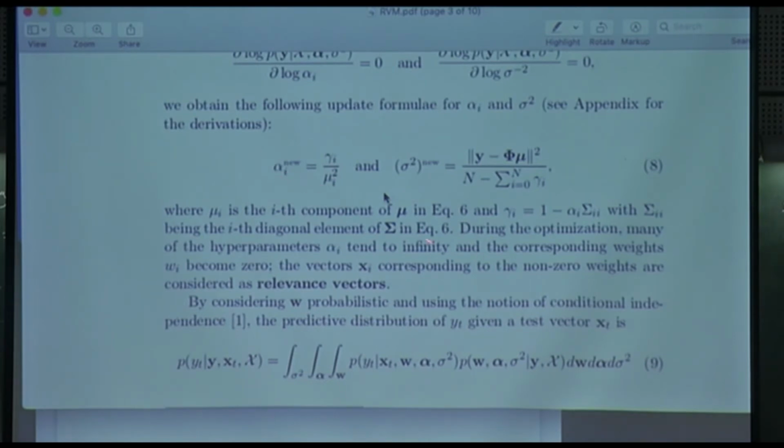And if you do that during the optimization, many hyperparameters alpha_i tend to infinity, and the corresponding weights w_i become 0. The vectors x_i corresponding to the non-zero weights are considered as relevance vectors. The same story as support vectors, but they are now called relevance vectors. And it turns out that in practice you have a lot fewer relevance vectors than support vectors.